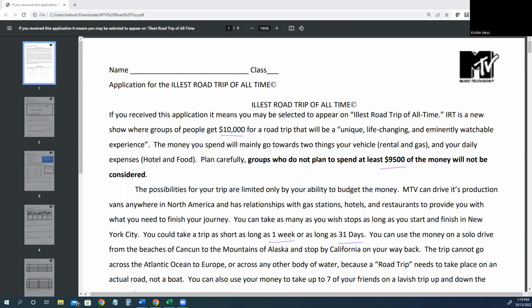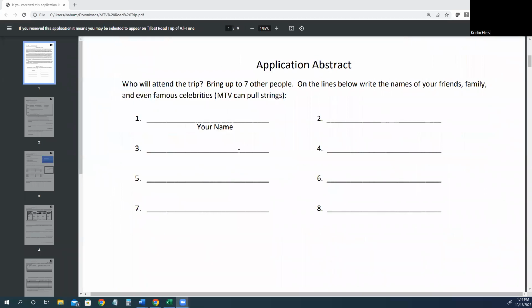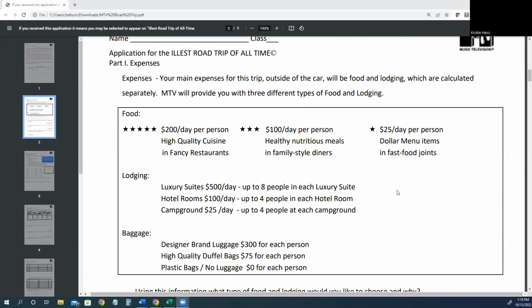Lastly, you can take up to 7 people in addition to yourself on the trip. So you can have just yourself, or you plus 7 other people. So up to 8 people. So that's the first thing you need to decide for this trip. You're going to start by filling out the names of the people who will be coming, up to 8 people. The next thing you need to do is to decide on the accommodations and whatnot.